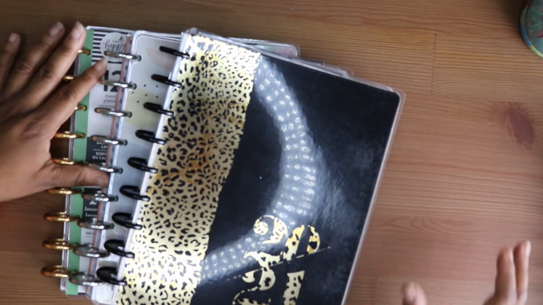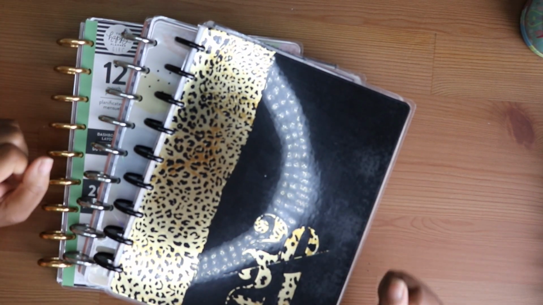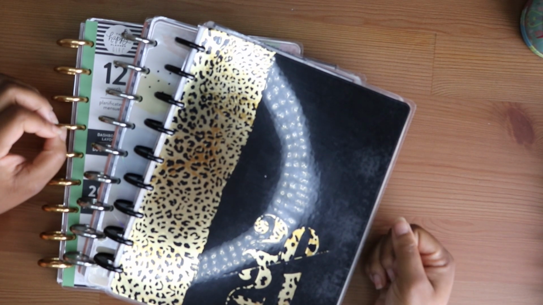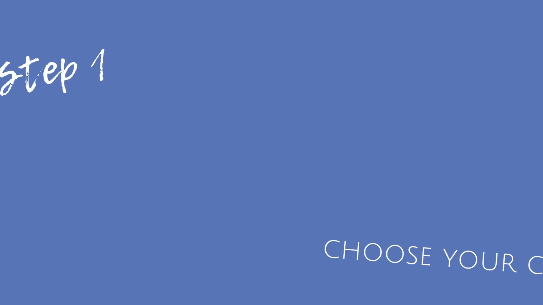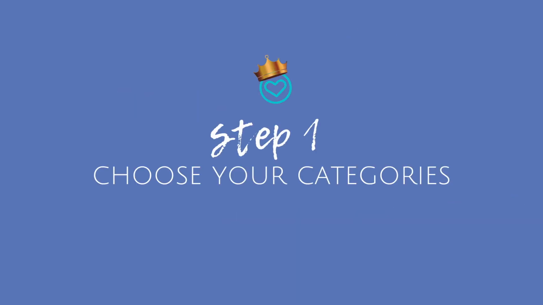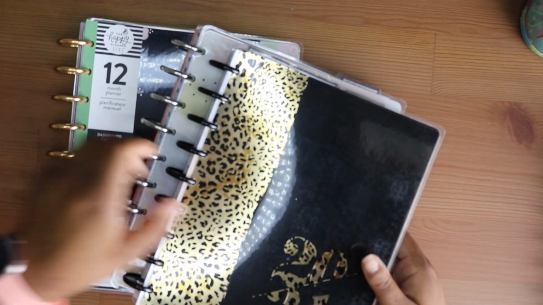So, for me, for next year, the first thing that I had to do when I wanted to Frankenplan is decide what are my categories. Which categories did I want to use in my Frankenplanner? So for me personally, I like to have a catch-all, a wellness, and a meal plan. Those are the 3 that I like to keep in my Frankenplanner.